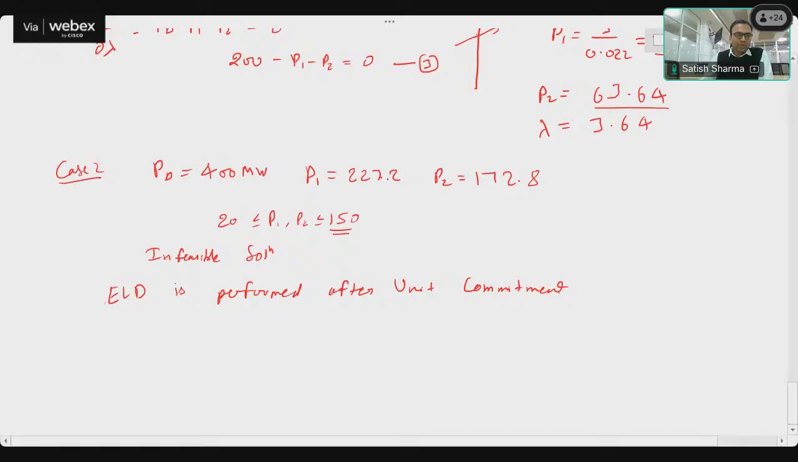Similarly, I can say that the same case will happen if the demand is, let's say, 30 megawatt, because the minimum is 20. The minimum both the units are going to produce is at least 40 megawatt. So for 30 megawatt, we have to turn off one more unit. And if we want to supply the 400 megawatt, we have to turn on one unit whose capacity is sufficient so that we can supply the 400 megawatt. So this is one of the cases.